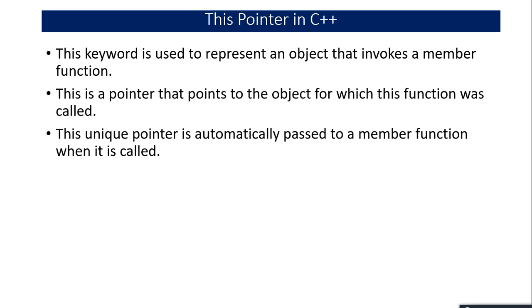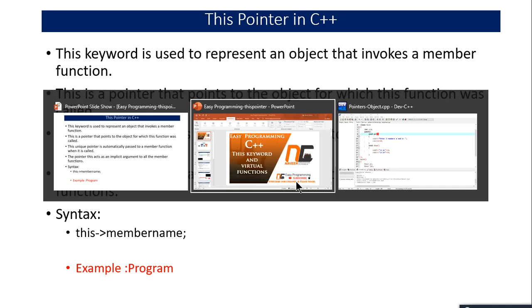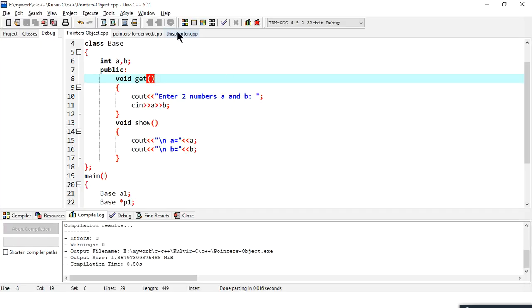This unique pointer is automatically passed to the member function when it is called. It was already implemented in the background by the C++ compiler, so we never considered it, but actually the unique pointer was passed to the member function. The this pointer acts as an implicit argument to all the member functions. So implicitly the this pointer is passed to the objects. So you can use this or member number. Let's study the program of the this pointer first.